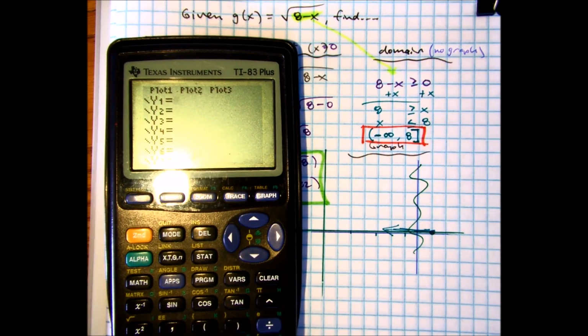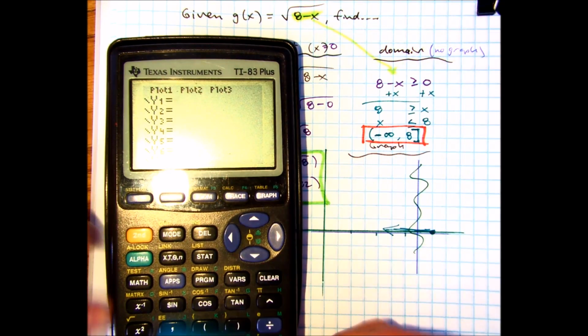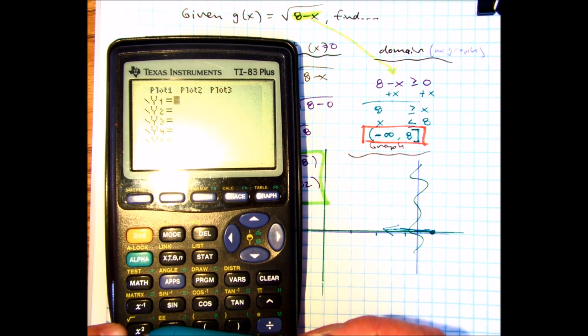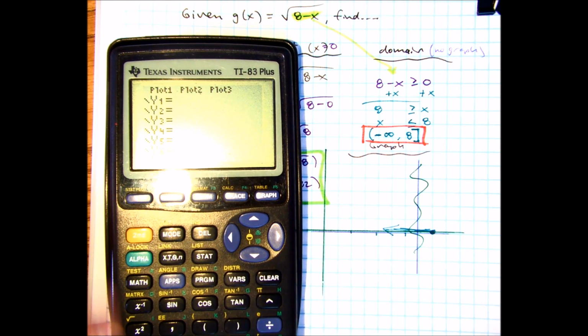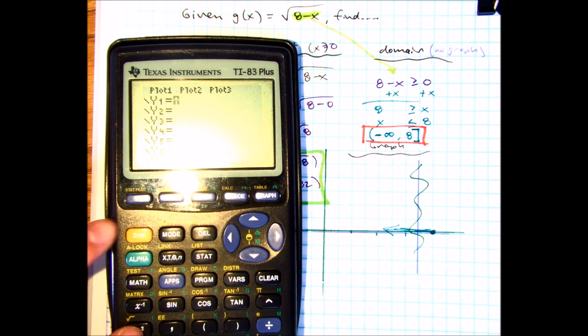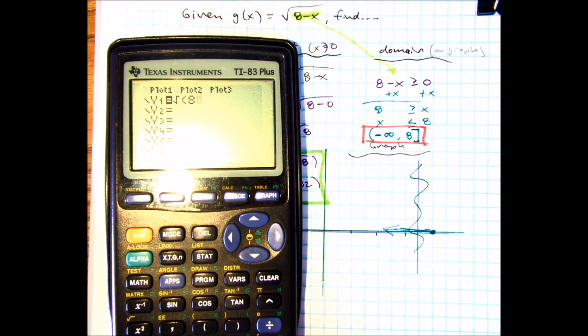Alright, my calculator is a bit older than yours, so my square root button is here by the power of 2. So 5 buttons down from the second button. So press that. So second x squared gives you the square root. And then you're going to type in 8 minus x. Close the parentheses.